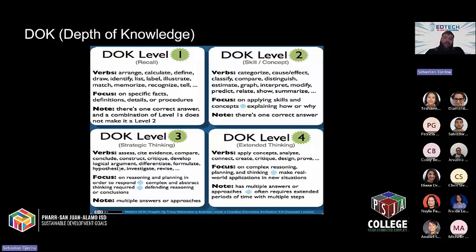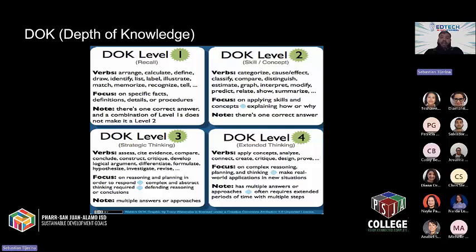It's just, me being a science teacher, I tend to gravitate a lot more towards science than any other subject area. So I continue with DOK level 3. Again, strategic thinking. The type of verbs that we're going to see here are assess, cite evidence, compare, conclude, construct, critique, develop, logical argument, differentiate, formulate, hypothesize, investigate, revise. So one thing that we notice here is the students generating their own thought processes based off of the knowledge that they have.